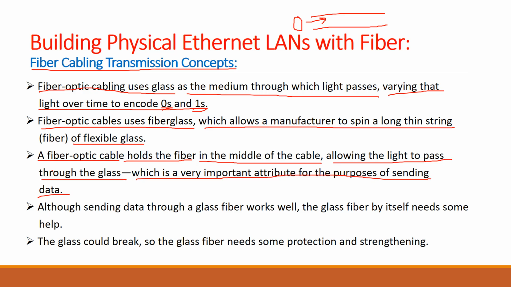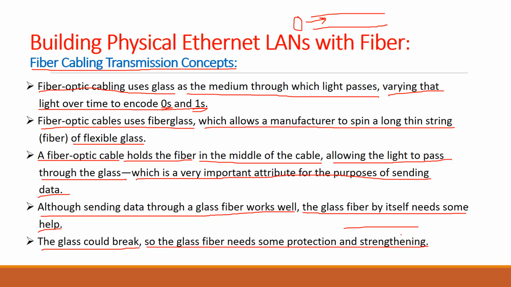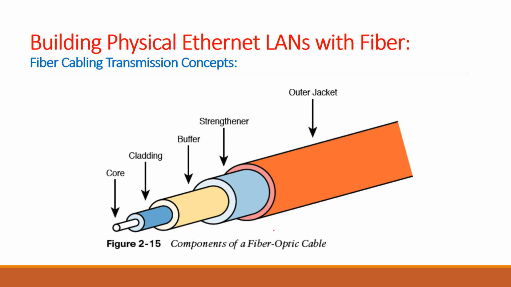So the fiber optic cable holds the fiber in the middle of the cable and allows light to pass through the glass. This is the most important attribute for sending data. Sending data through a glass fiber works well, but the glass fiber by itself needs some protection and strengthening because it is very thin and it can be broken.